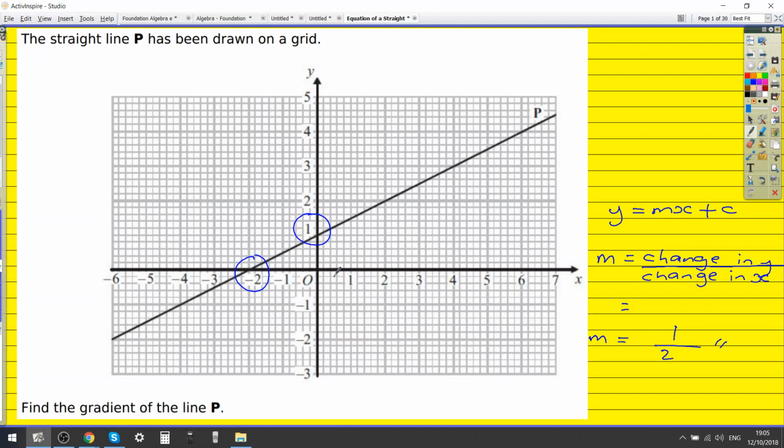Okay, and why is it called P? They called it P, the straight line P. Okay. They usually call it L or L1 or L2.